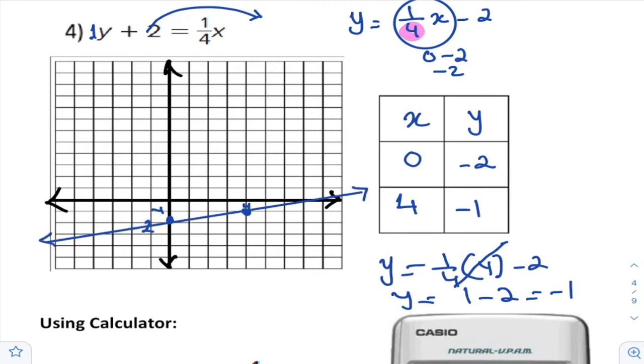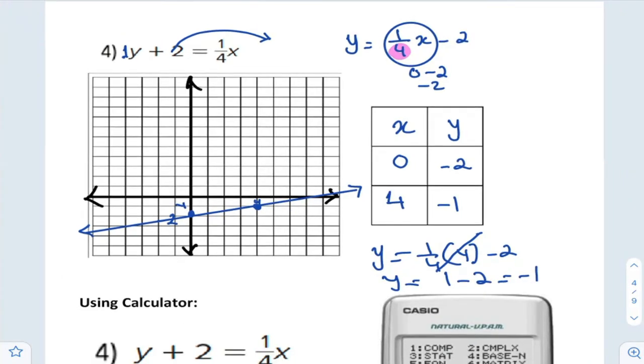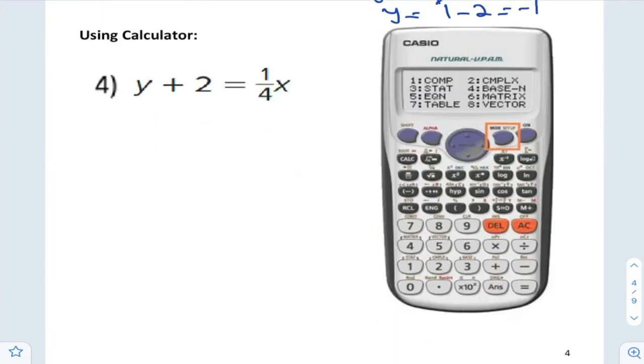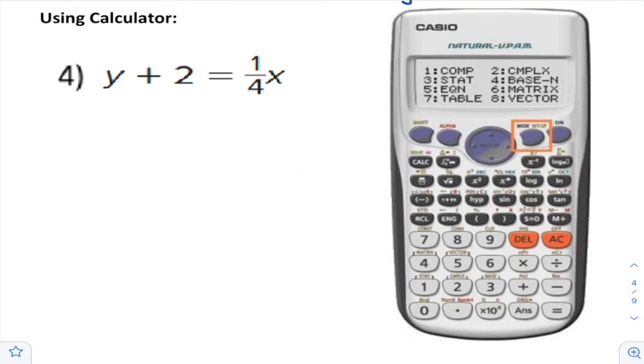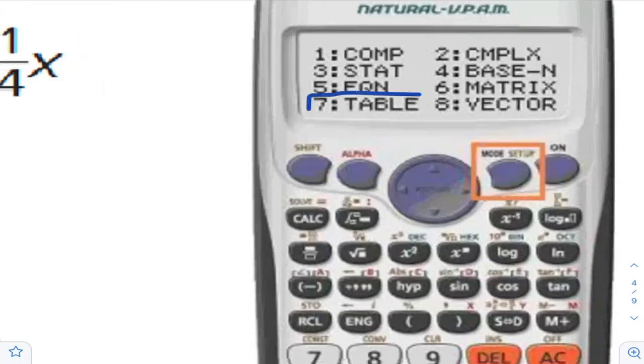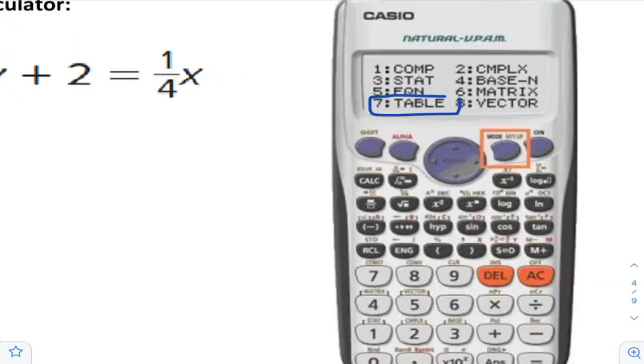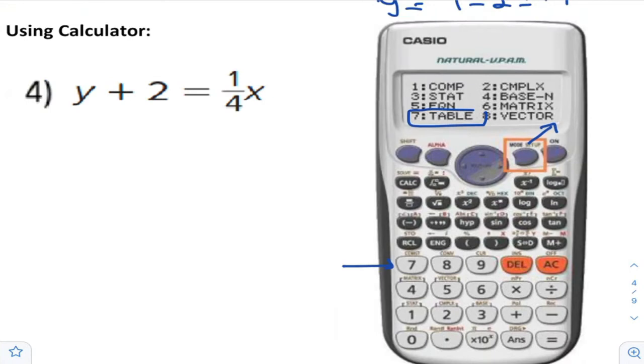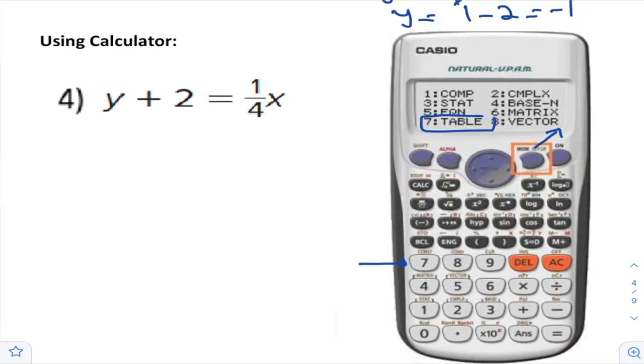This is my line. Now, can I use the calculator to help me to find the points? Yes, I can. If you have this type of calculator, then you can use mode 7, because 7 here will create your table as you see here. You will generate your table. So you can press this mode and this number, which is 7. If you press that, you will find such data.